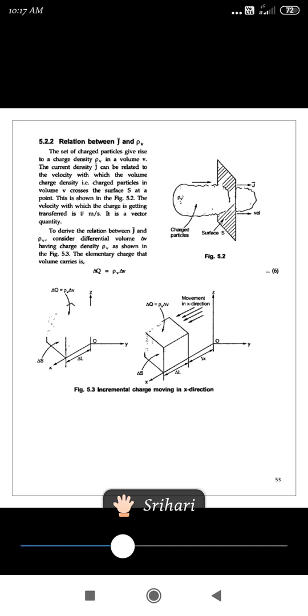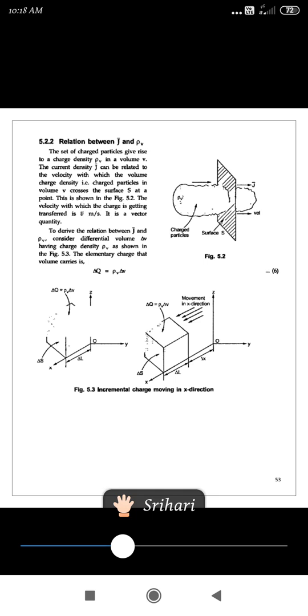Now similarly, the relation between J and rho v, where J is the current density and rho v is the volume charge density. The set of charged particles gives rise to a charge density rho v in volume v. The velocity with which the charged particles in volume v cross the surface S at a point, the velocity with which the charge is getting transferred, is v in meter per second. It is a vector quantity.